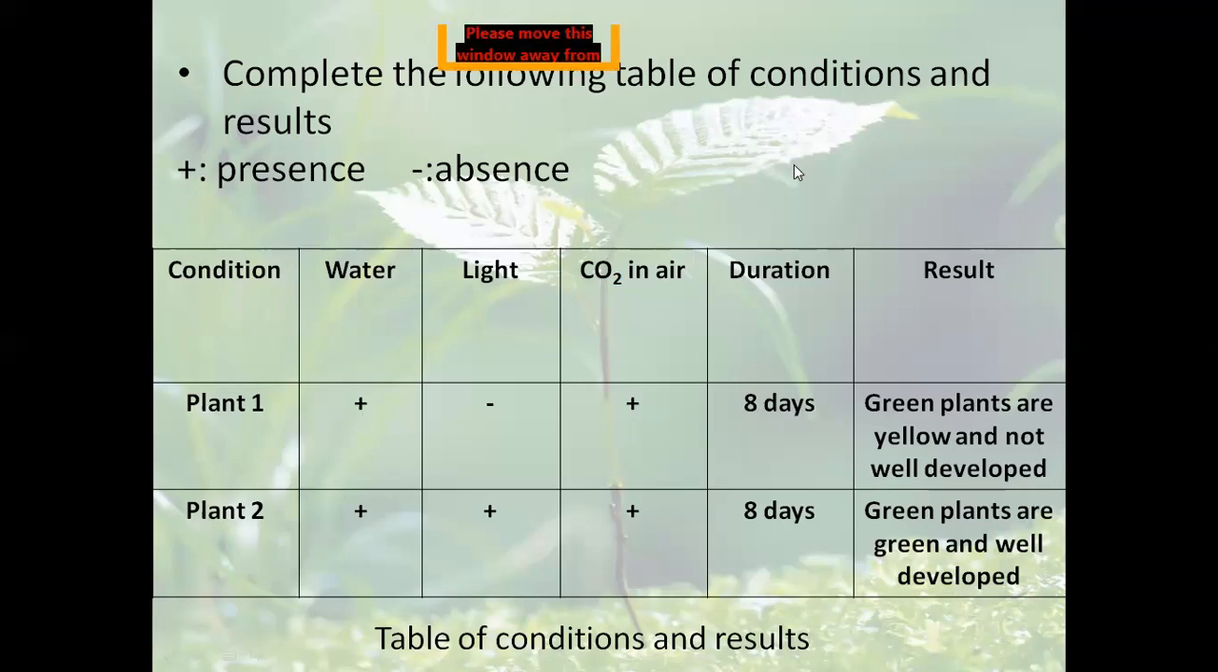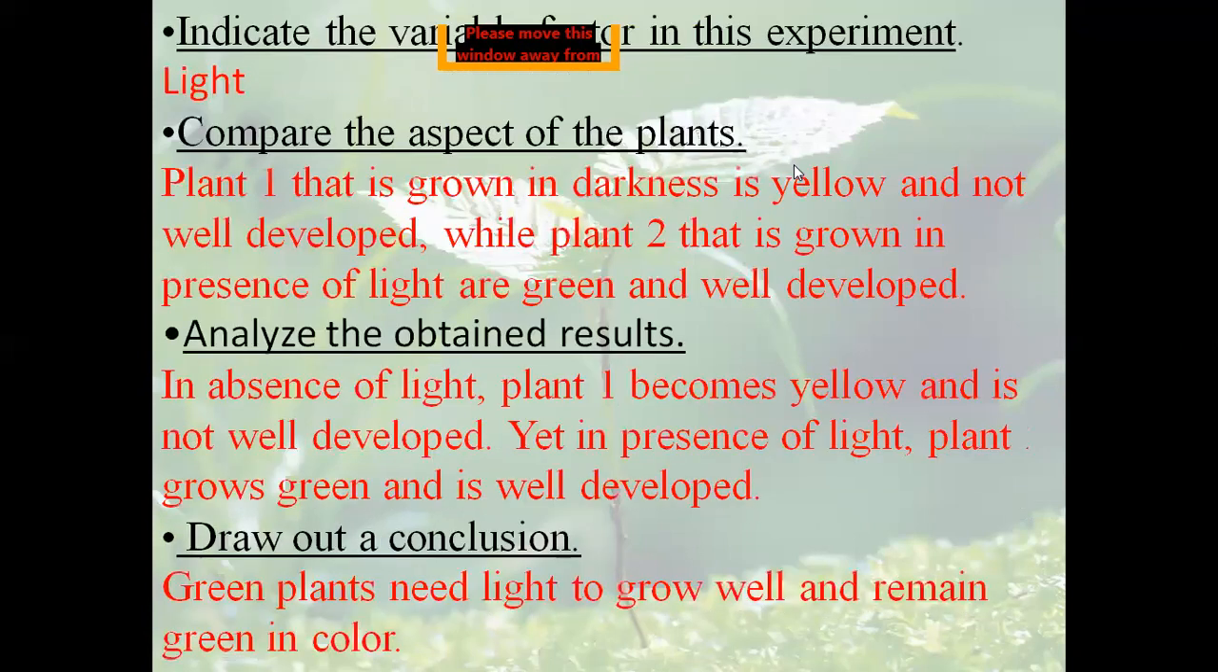Okay, thank you, Hassan. So here, indicate the variable factor, it's the light. So plant one, compare the aspect. Plant one that is grown in darkness is yellow and not well developed, while plant two that's grown in presence of light, they're green and they are well developed. Analyze the obtained results. So analysis for these results, in the absence of light, plant one becomes yellow and is not well developed. Yet in the presence of light, the plant grows green and is well developed.